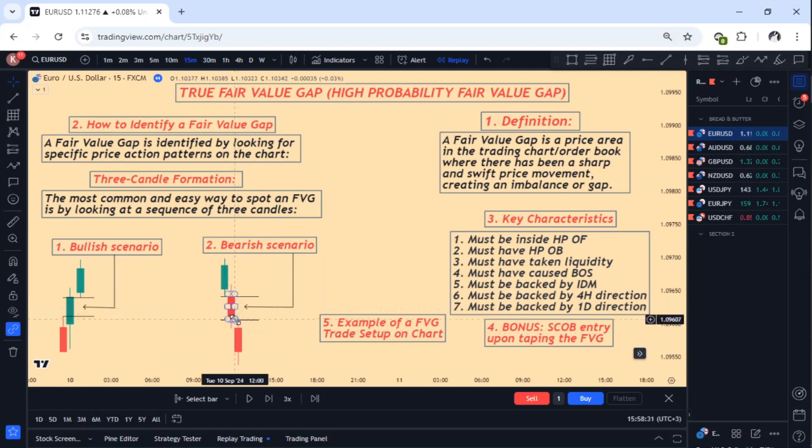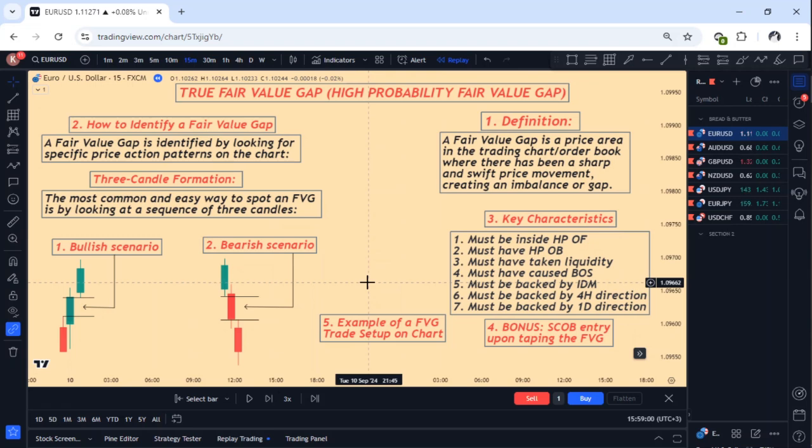Why? Because the third candle, this here, does not overlap with the previous bullish candle's high. This high here does not overlap to reach the low of this one. Very simple explanation. So the gap between is what is referred to as a fair value gap, as I've illustrated here on this particular arrow.